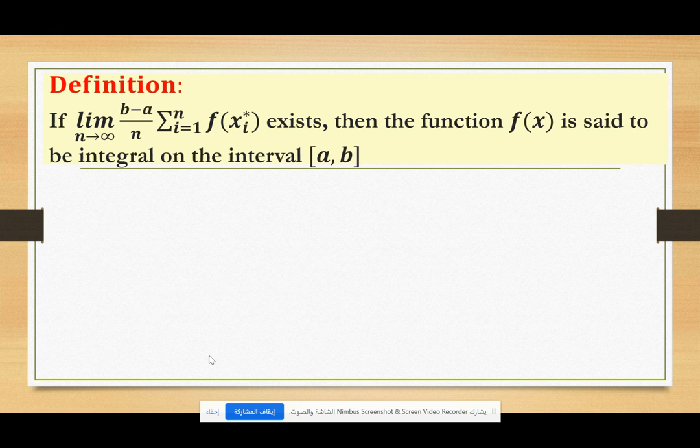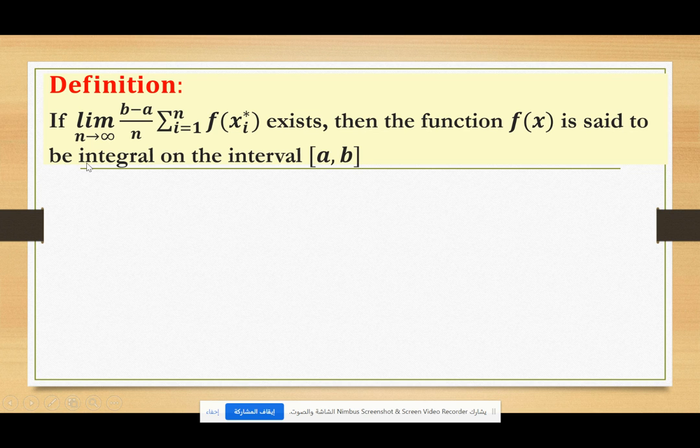Before that, we need to know what we mean by integrable. Definition: if the limit as n approaches infinity of (b minus a) over n, with the summation i equals 1 till n of the function f of xi star, exists. This we took before when we discussed the definition of the definite integral. Then the function f of x is said to be integrable on the interval a and b.